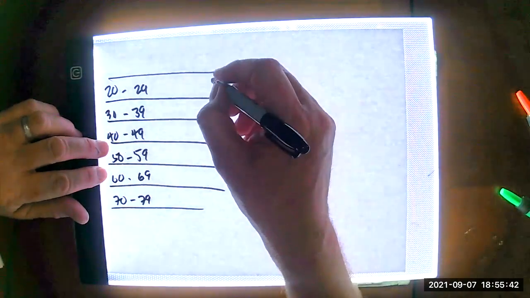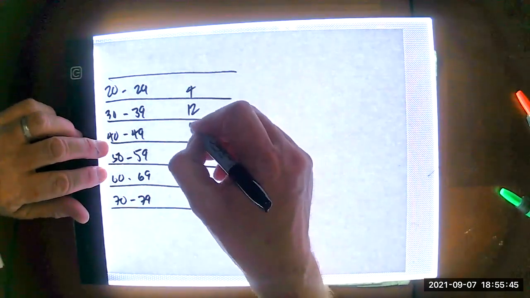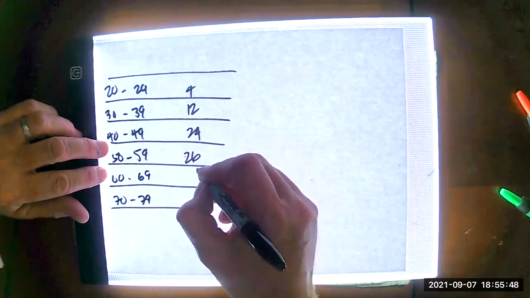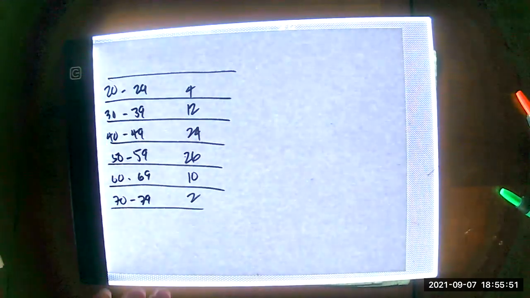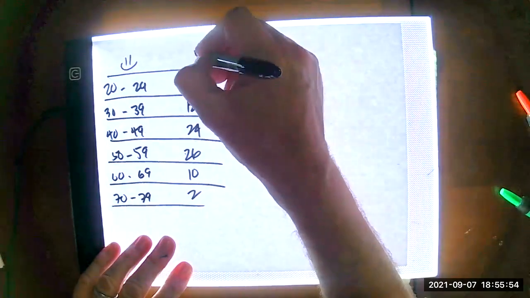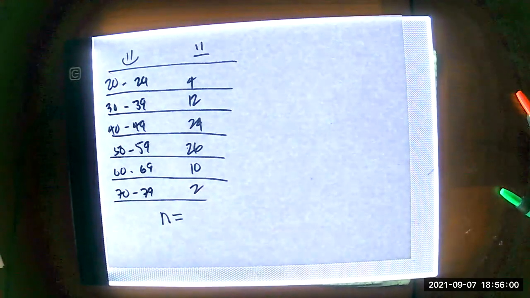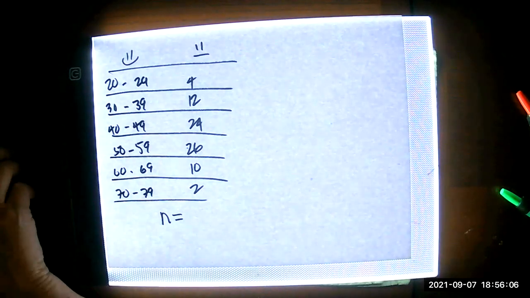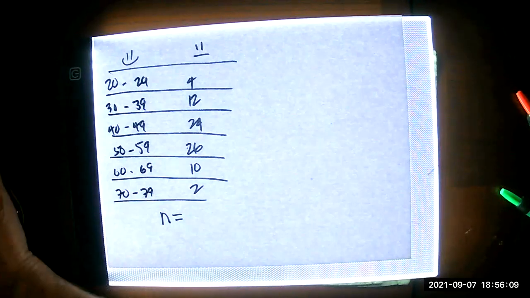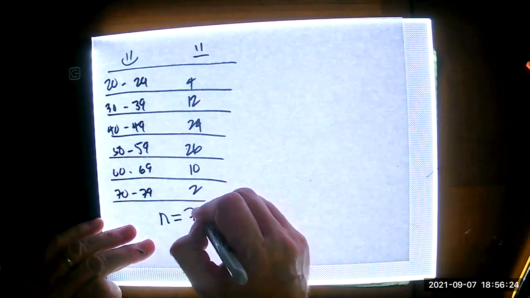And then we have 4, 12, 24, 26, 10, and 2. So those are the classes, those are the frequencies. The first thing I need is my total N. So the calculator will help me. I will add up the 4, and I won't bother demonstrating these basic keystrokes. It's just 4 plus 12 plus 24 plus 26 plus 10 plus 2. And I have a grand total of 78.